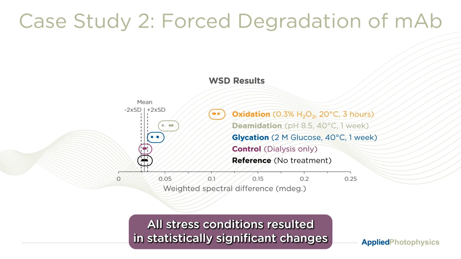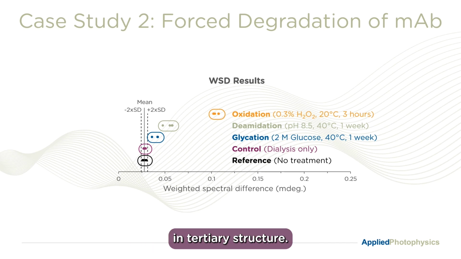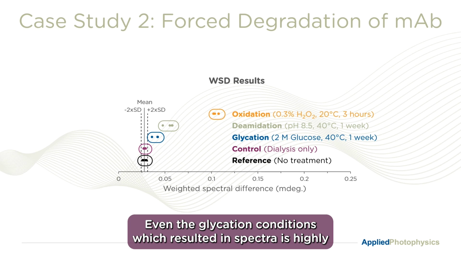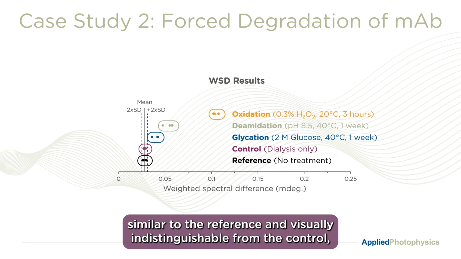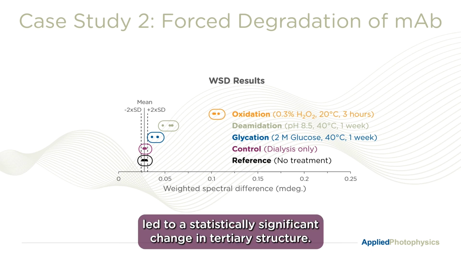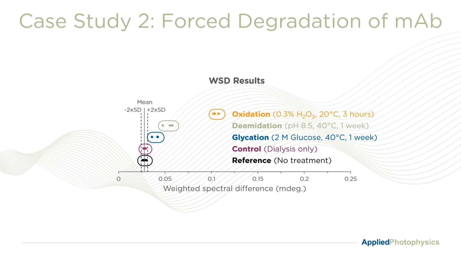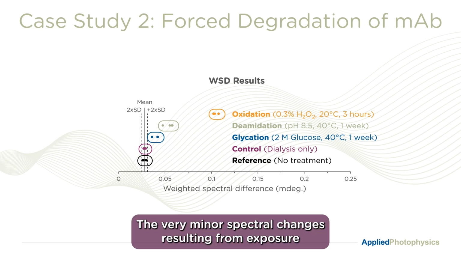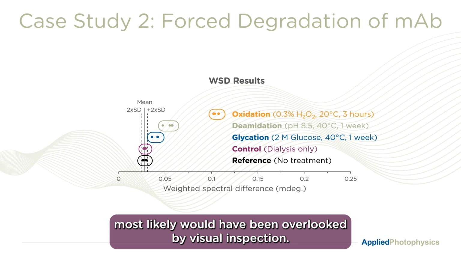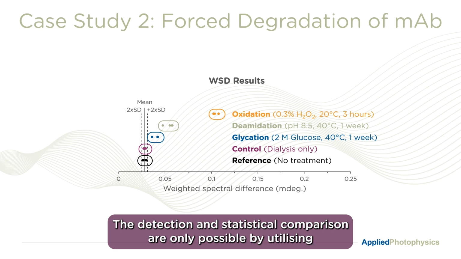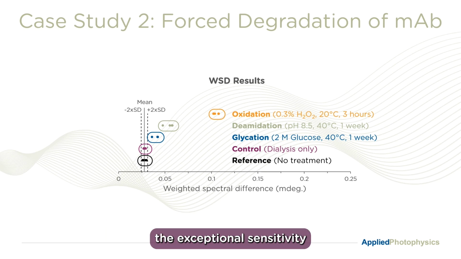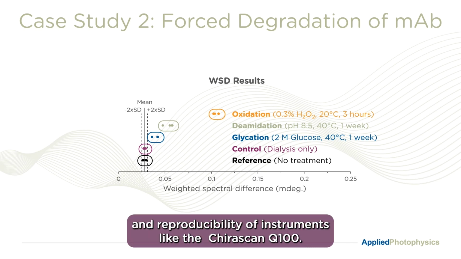All stress conditions resulted in statistically significant changes in tertiary structure. Even the glycation conditions, which resulted in spectra highly similar to the reference and visually indistinguishable from the control, led to a statistically significant change in tertiary structure. The very minor spectral changes resulting from exposure to these stress conditions most likely would have been overlooked by visual inspection. The detection and statistical comparison are only possible by utilizing the exceptional sensitivity and reproducibility of instruments like the Chiroscan Q100.